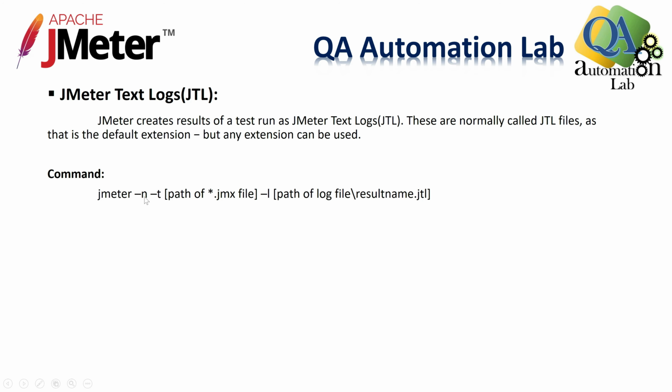jmeter -n. N denotes no GUI. -t is the path of the source file, that JMX file which we are going to execute. -l is the path location where we want to save our log files.